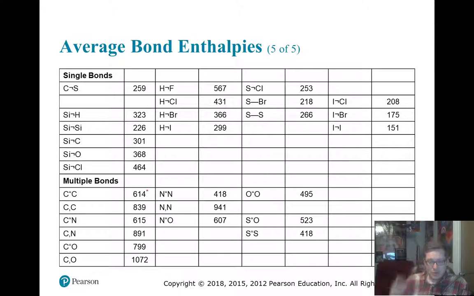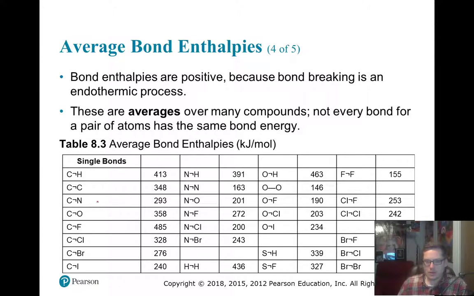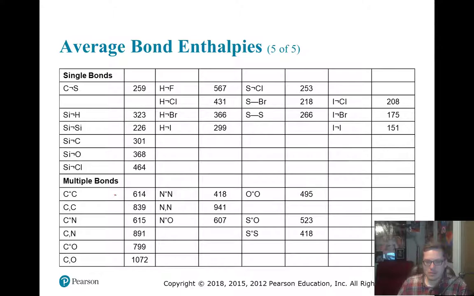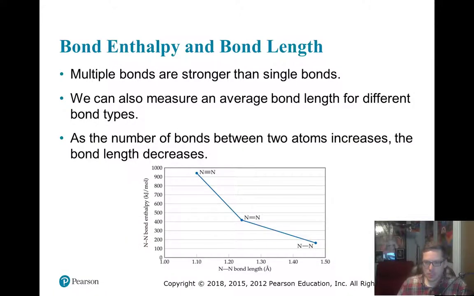Notice that your CC single bond was over here. It's 348. You need 348 kilojoules per mole in order to break a CC single bond. In order to break a CC double bond, you need 614 kilojoules per mole. In order to break a CC triple bond, you need 839 kilojoules per mole. So you can see that multiple bonds are stronger than single bonds. It always takes more energy to break a triple bond than a double bond than a single bond, in that order.